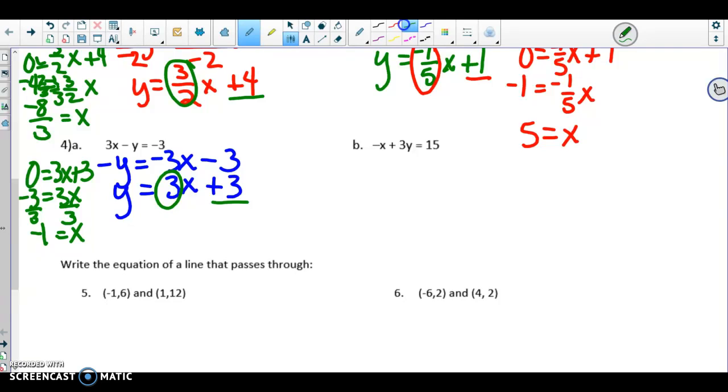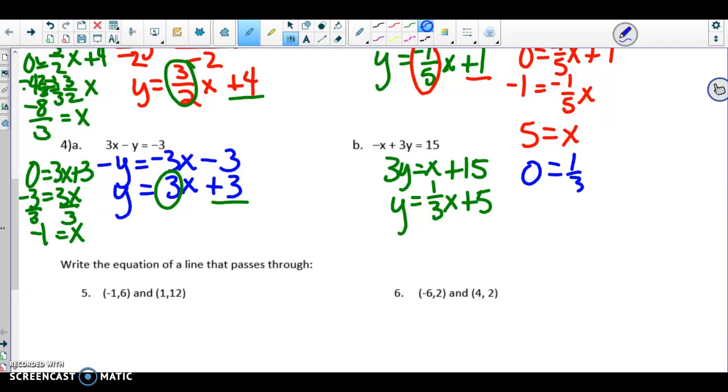And finally this last one, I've got to get y by itself again. So I'm going to add x to both sides. So 3y is going to equal x plus 15. Divide by 3, so y is going to equal 1/3 x plus 5, because it goes divide by 3 into everything. If I want to figure out my x-intercept, plug in 0 for y, so 0 equals 1/3 x plus 5. Subtract 5 from both sides, so -5 equals 1/3 x. Get rid of that pesky fraction by multiplying by 3/1, so -15 equals x. Or use nsolve. That's another way to take care of that.